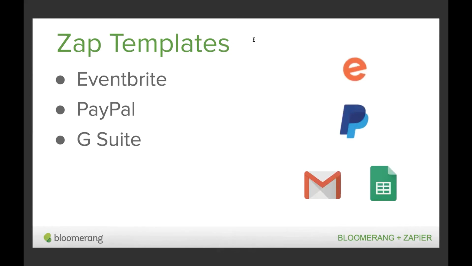So as I mentioned, Bloomerang has developed Zap templates, and Diana actually just shared a URL to those templates in the chat window as well. So feel free to copy that down. So these are pre-built Zaps that require little effort to get up and running. And so we are going to showcase today Zap templates that are set up for Eventbrite, PayPal, and G Suite.